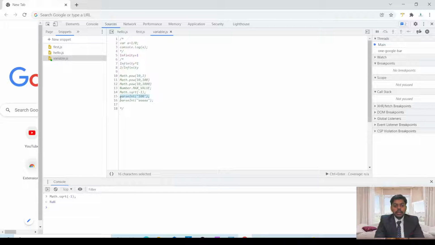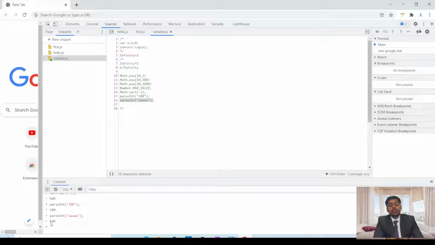We have also used parseInt. parseInt will give the integer value that is in the brackets. Whatever the integer value is there, that will be given by parseInt. So if we enter parseInt of 100, then the output is going to be 100. But what if we enter the string AAA? Then it is not a number, and parseInt will give NaN, that is not a number.